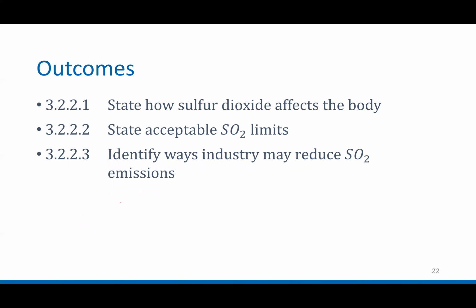Okay, so the next one, sulfur dioxide, SO2. I don't know if you guys remember that from Chemistry 1200, you're naming, right? So di means two, so sulfur, SO2, sulfur dioxide. We will again state how it affects the human body, what the limits are, and how we reduce it.